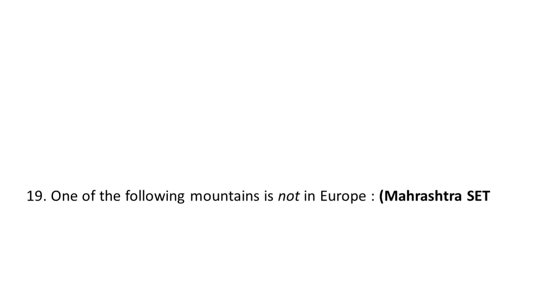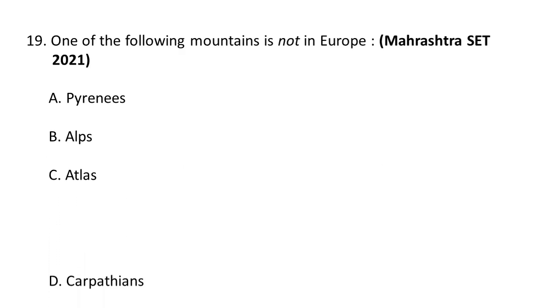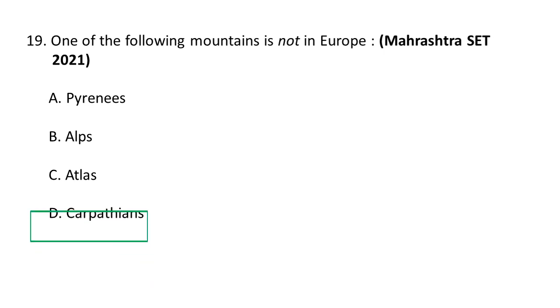Next question. One of the following mountains is not in Europe. The choices are A. Pyrenees, B. Alps, C. Atlas, and D. Carpathians. So the correct option is C, Atlas. The Atlas Mountains are located in northwest Africa, stretching across the countries of Morocco, Algeria, and Tunisia. So C, Atlas is the correct option.